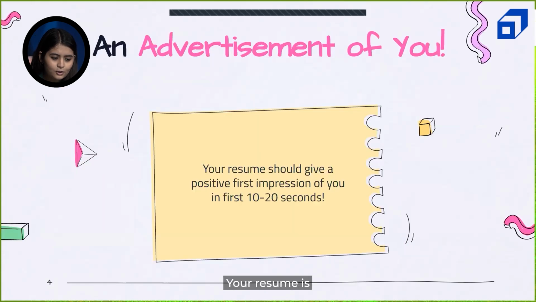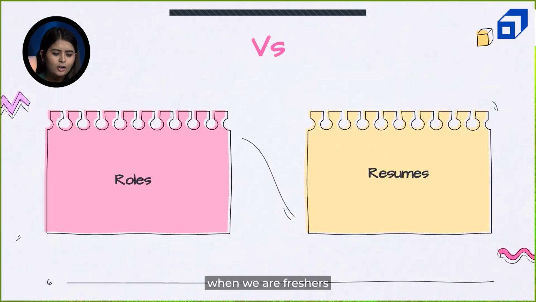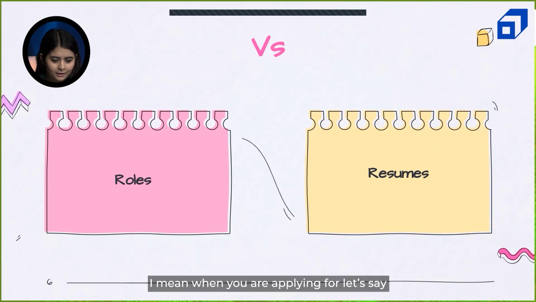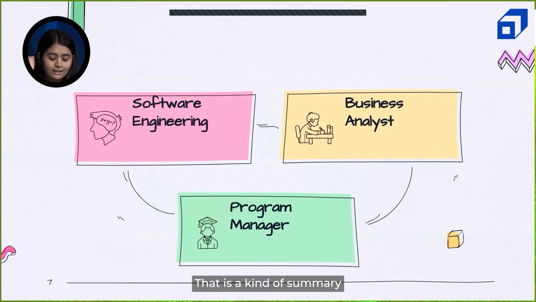Your resume is an advertisement of you. It should give a positive impression of you in the first 10 to 20 seconds. When we are beginners, when we are freshers, sometimes we really don't understand the need for resumes. When you are applying for, let's say, a software engineering internship or a data scientist or machine learning role, your resumes, your CVs, really play a very significant role. That is a kind of summary of what you have done till now.